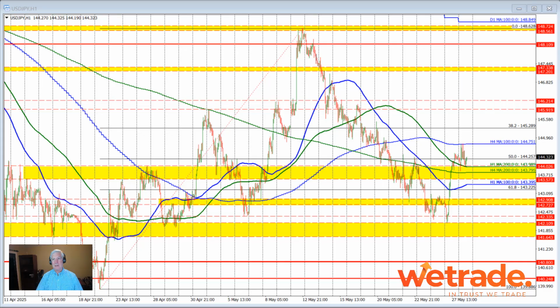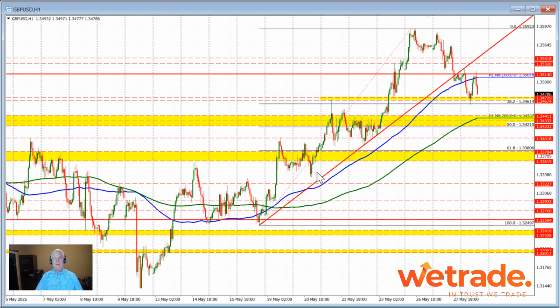Finally, let's take a look at the sterling versus U.S. dollar. This currency pair didn't break below the moving average in trading yesterday, but it did come down to test the 100-hour moving average right through here. Right at the end of the U.S. session, beginning of the Asian session, we did see a bounce back to the upside.